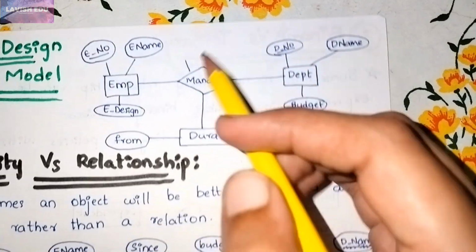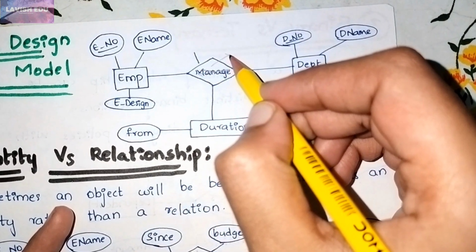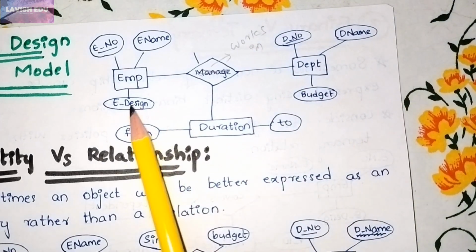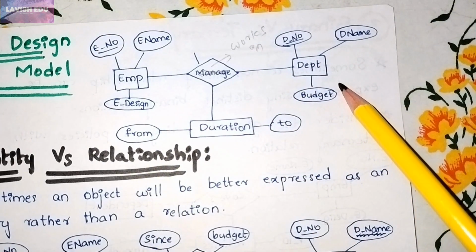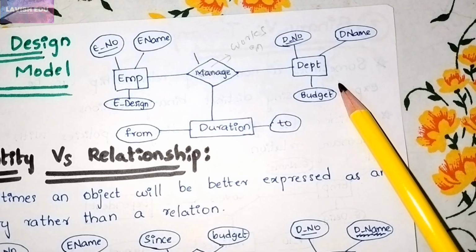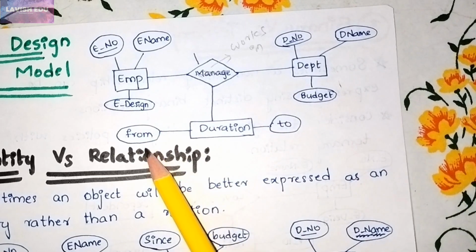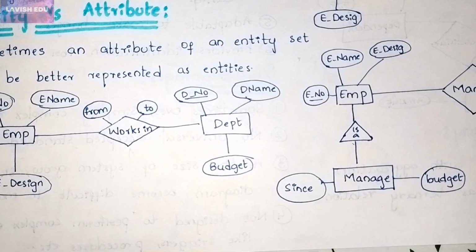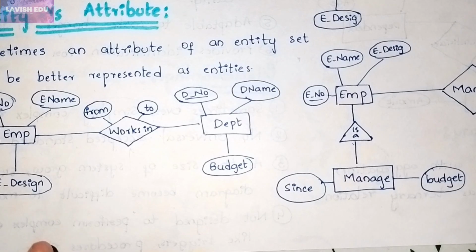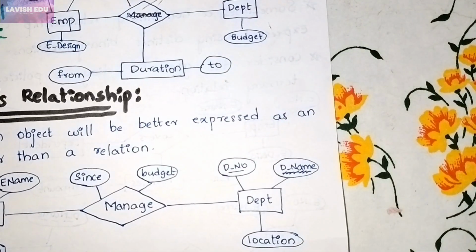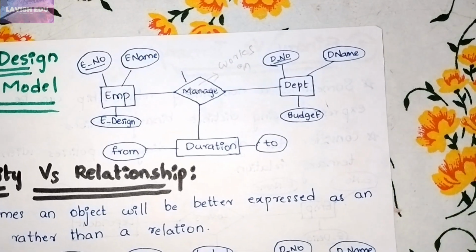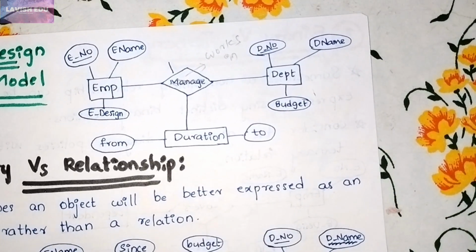So here this example can be modified to this. Here it's not manages, it's works in. I'm sorry for this. Here employee, duration and department are the three entities. For the entities we have three attributes, and here two attributes. This entity attribute representation is represented as an entity set representation, which is better to understand by the end users, and it is conceptually efficient.